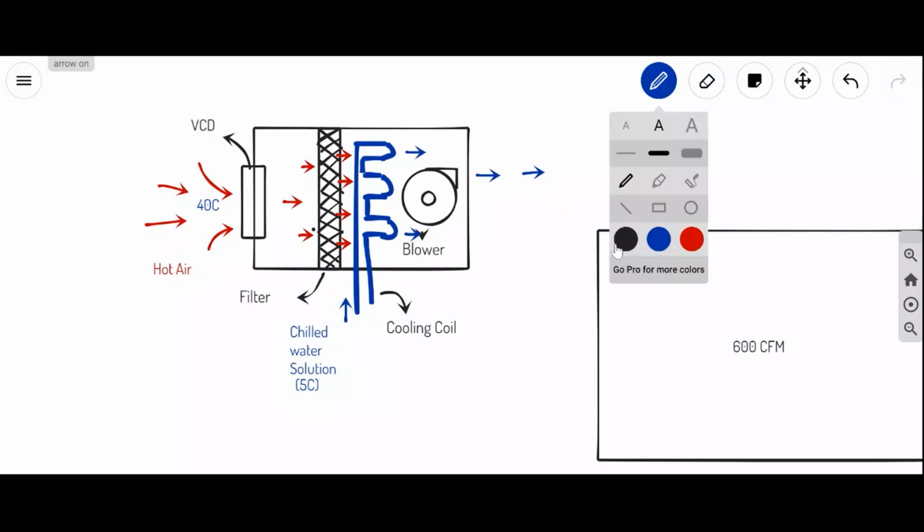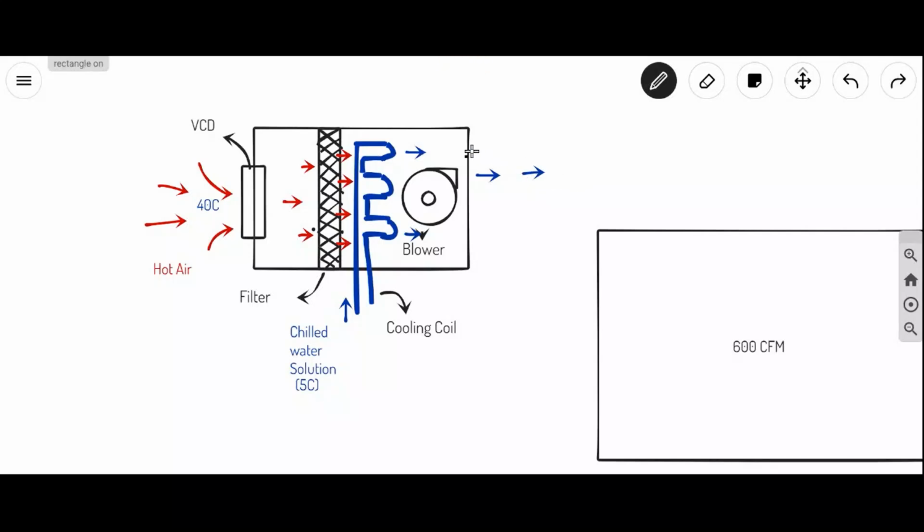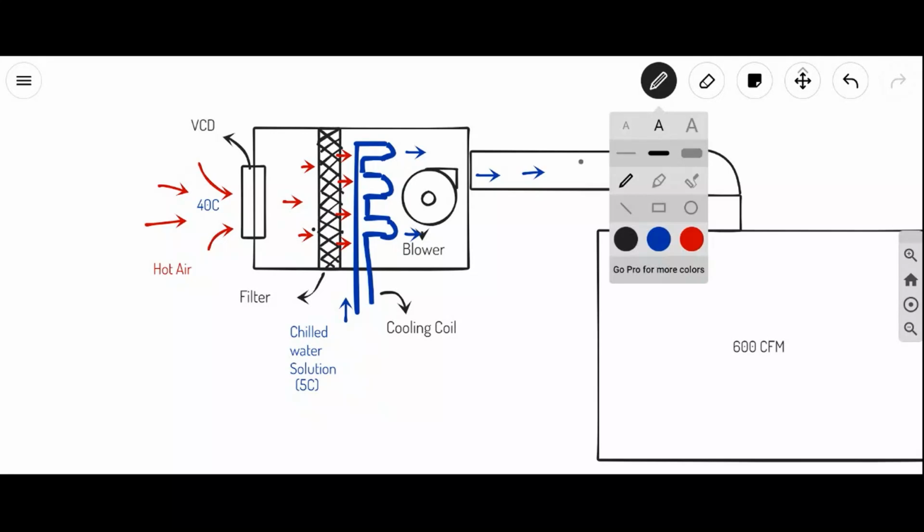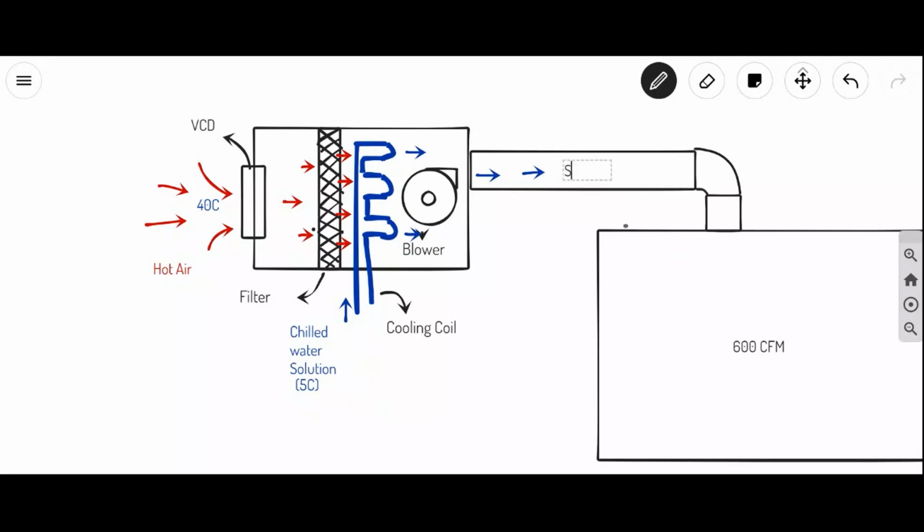So that path is called as a duct. Okay, so this air will be supplied by using a supply air duct. How ducts are made?